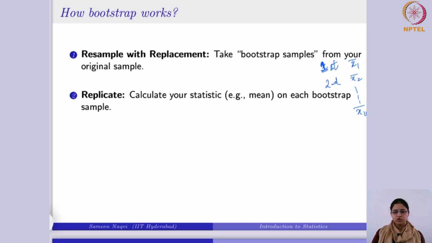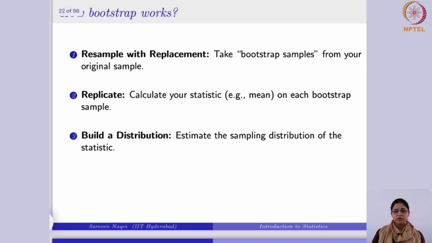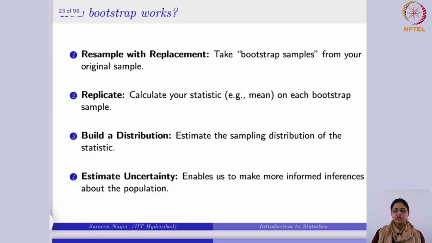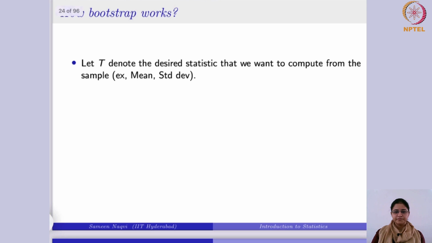So for each of them you will calculate the statistic in which you are interested. Now you will look at the sampling distribution of that statistic, and finally you can estimate the uncertainty, because it will enable you to make informed inferences about the population. So we will see how it can be done.